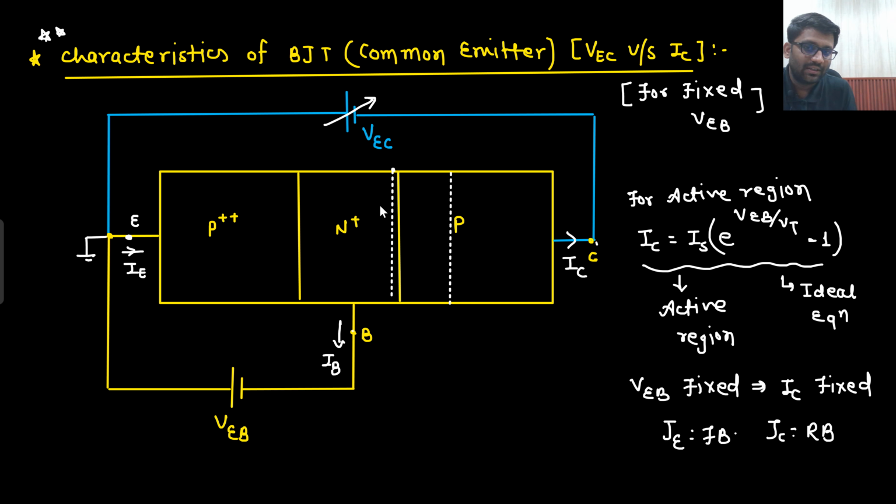In this reverse bias, since the collector is more doped, most of the depletion region is towards the collector only, not in the base region. So since most of the depletion width is in the collector, the recombination in the base is not changing, right? This is very important, that IB should not change with respect to this bias. So if IB changes, then IC will also change, right?